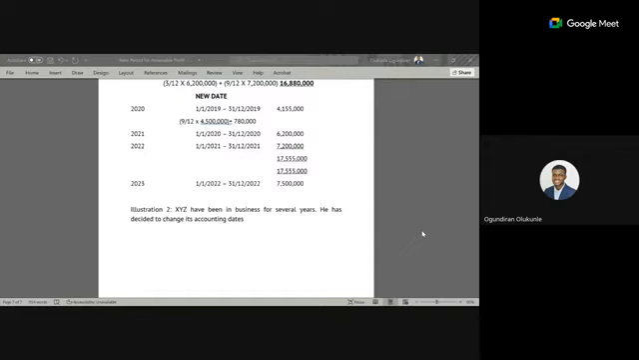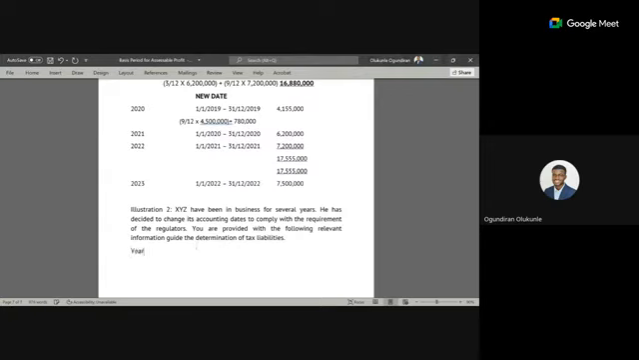Okay, good. So we want to look at this illustration. Change its accounting date to comply with the requirement of the regulators. You are provided with the following relevant information to guide the determination of tax liabilities.